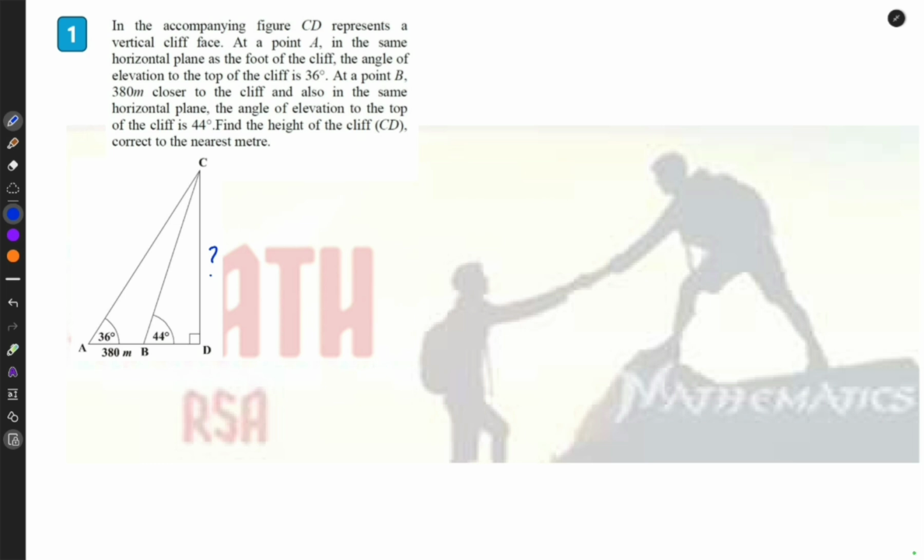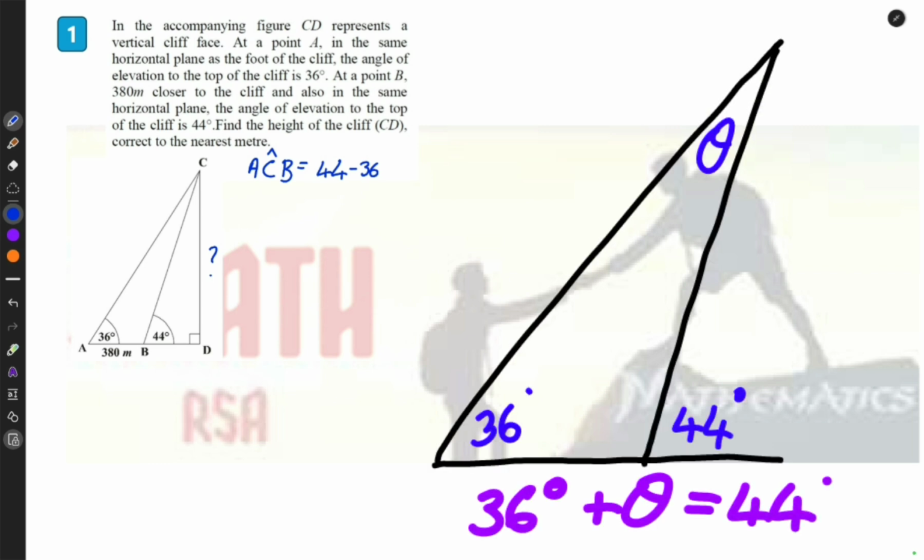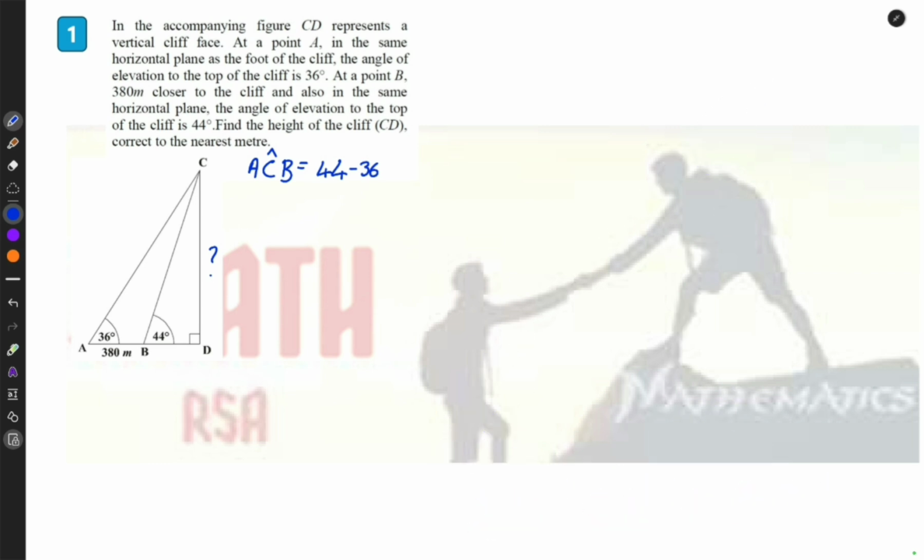Now, in that triangle, I have a 36 degrees, I have 380 meters, and I also have the exterior angle of the triangle. So my first step in this case would be to say, I know that angle ACB would be equal to 44 minus 36. Now, for those of you who don't remember where this comes from, that says the exterior angle of a triangle is always equal to the sum of the opposite interior angles. So this would just be 8 degrees.